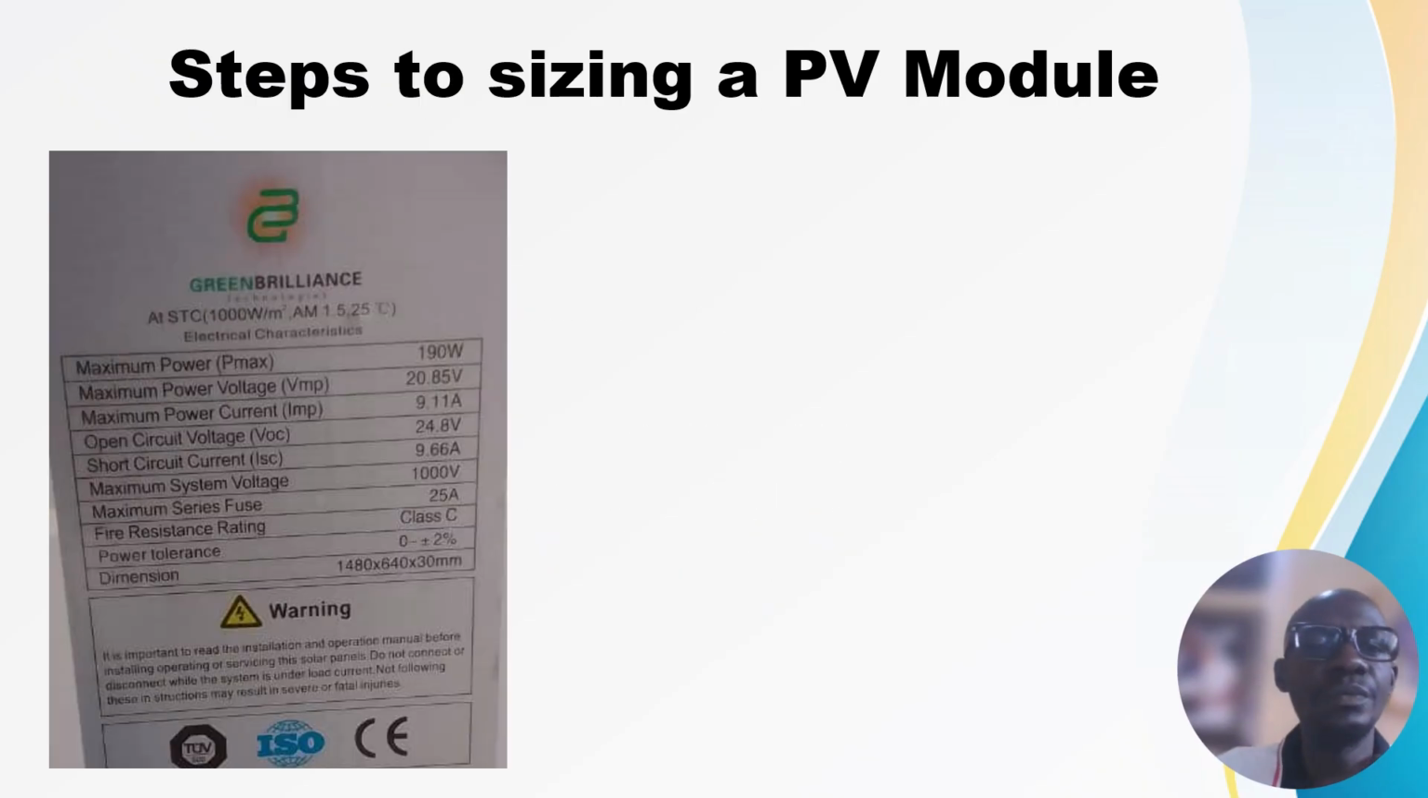So now there's something we call the nameplate. This is the nameplate of the solar panel I want to use. Every solar panel has a nameplate, and this is the nameplate. You can see the maximum power, P max, equals 190 watts. That's the maximum power it can deliver.